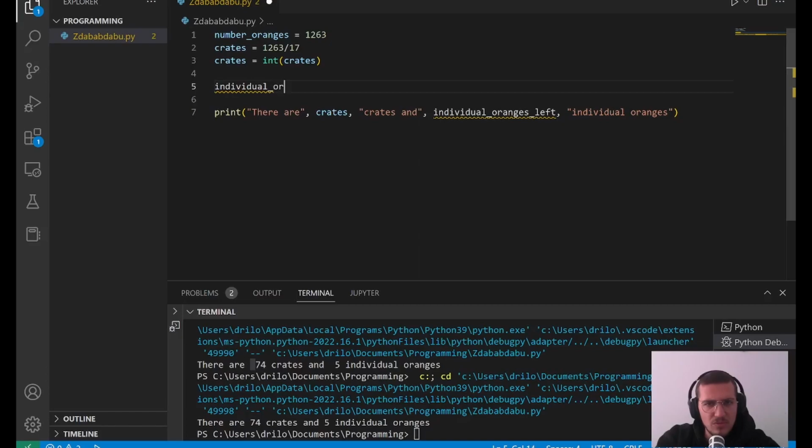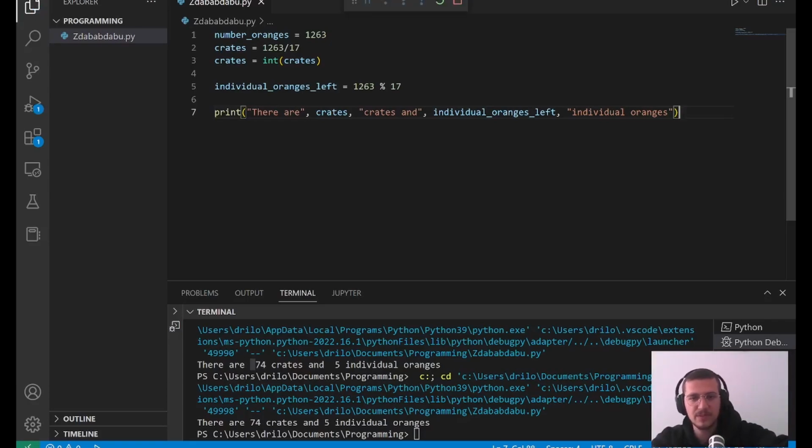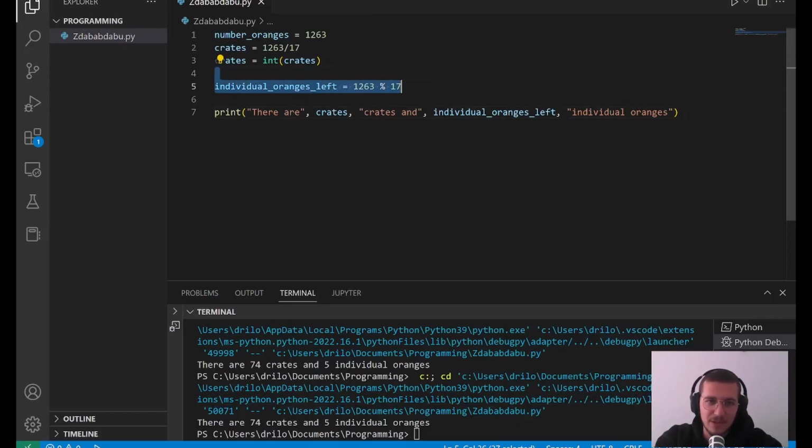Individual oranges. Why isn't that counting? Oh, okay, I didn't create it yet. Individual oranges left is equal to 1263 divided by 17. Okay, so what this percentage symbol does is it divides 1263 by 17, and then the number that is left is assigned to the value of individual oranges left. When we run the code, we will see that the same numbers pop up. So this is the cleaner, better way to write code like this.